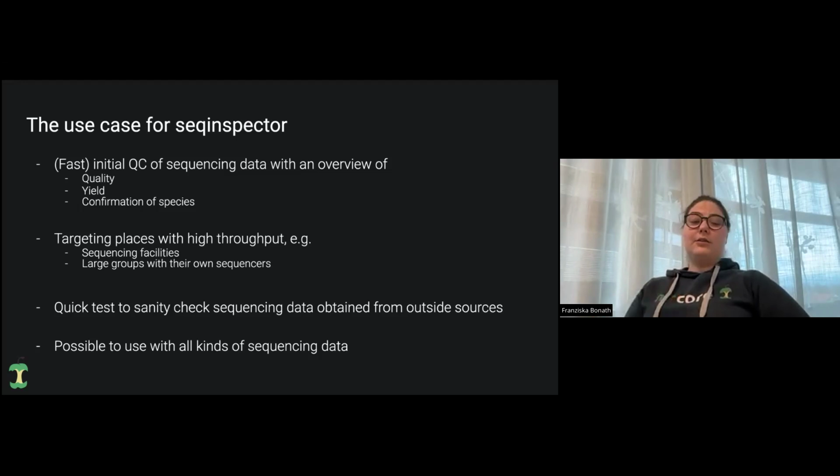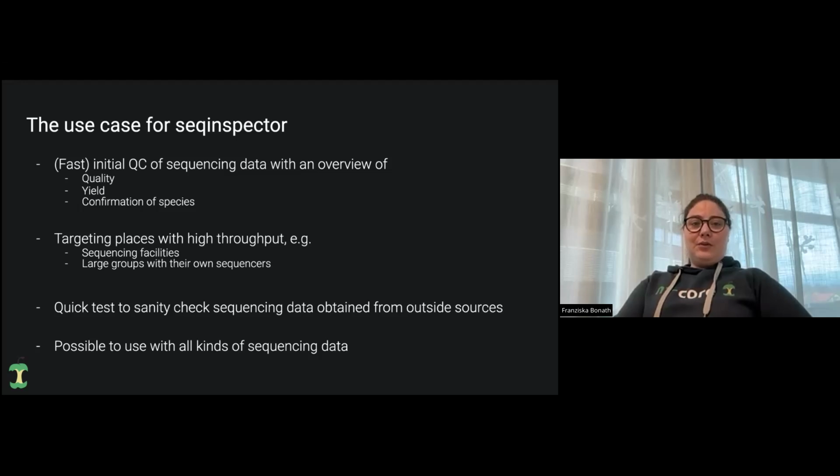Let's say you download something from an open repository and you want to make sure that this is really the data they talked about, then you can run seqinspector and just quickly compare the QC metrics. So seqinspector is at least intended to be run with all kinds of sequencing data. At the moment, we are targeting it mainly for Illumina data. It would also work with Aviti, for example, but long read is not part of it yet.